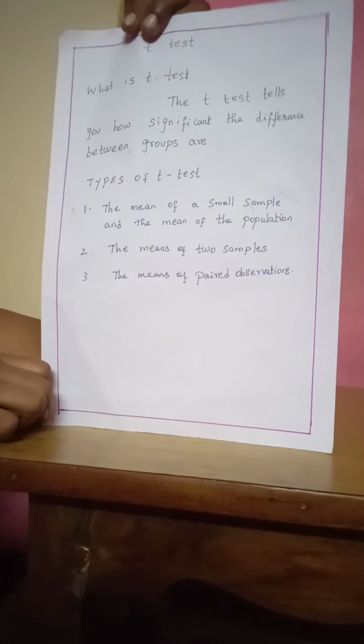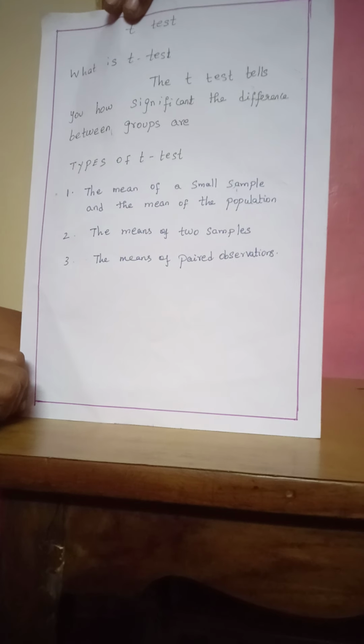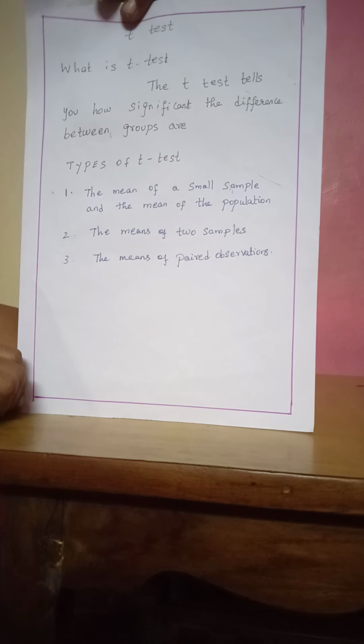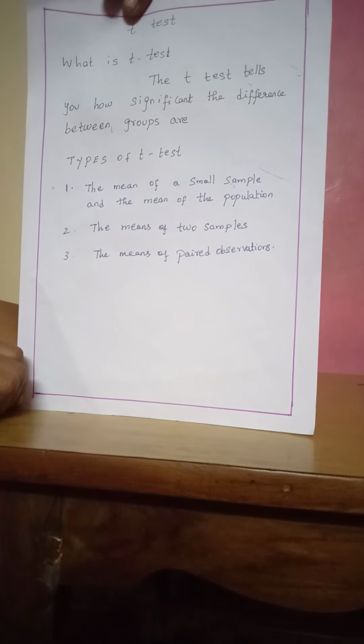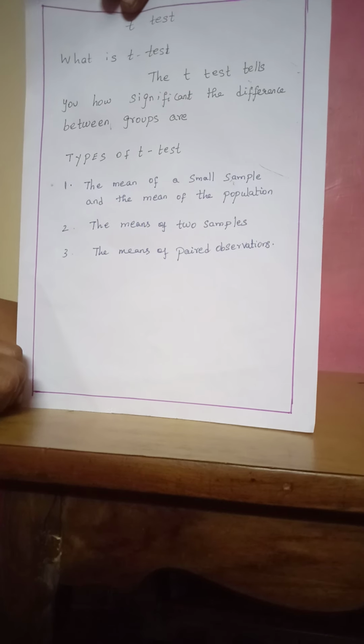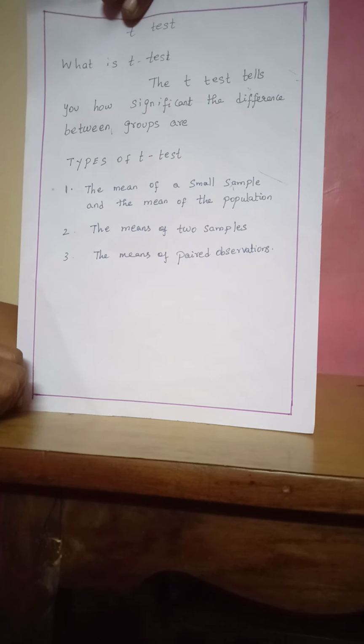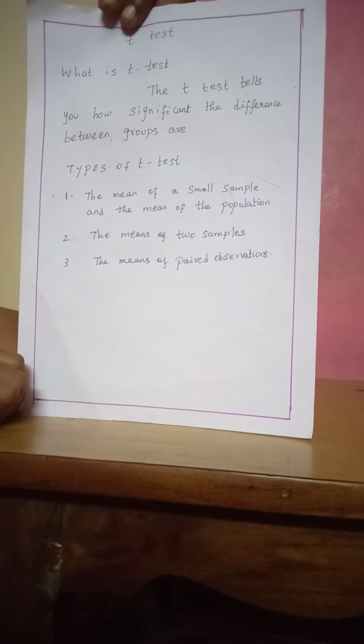t-TEST. What is t-TEST? The t-TEST tells you how significant the difference between groups is. There are three types of t-TEST. First one is the mean of a small sample and the mean of the population. Second is the means of two samples. Third is the means of paired observations. We have one problem in t-TEST. Before we see the problem, we must know the sample concepts and test of significance.